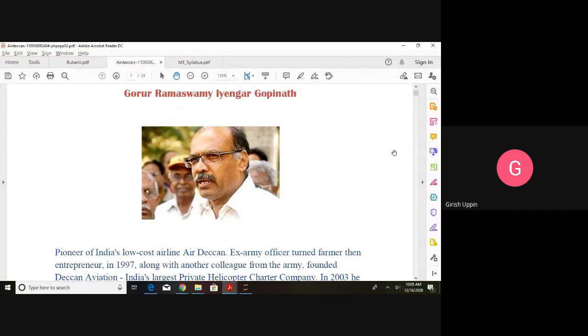And Air Deccan was started by Captain Gopinath with a few of his colleagues, and the strategy he brought into the industry was like, at that particular time, he started working on the company around 1995, and the time he took to start the actual company, Air Deccan, was in 2003. That time, the aviation industry was considered restricted to only the higher class people. The question was the affordability. The cost was very high.